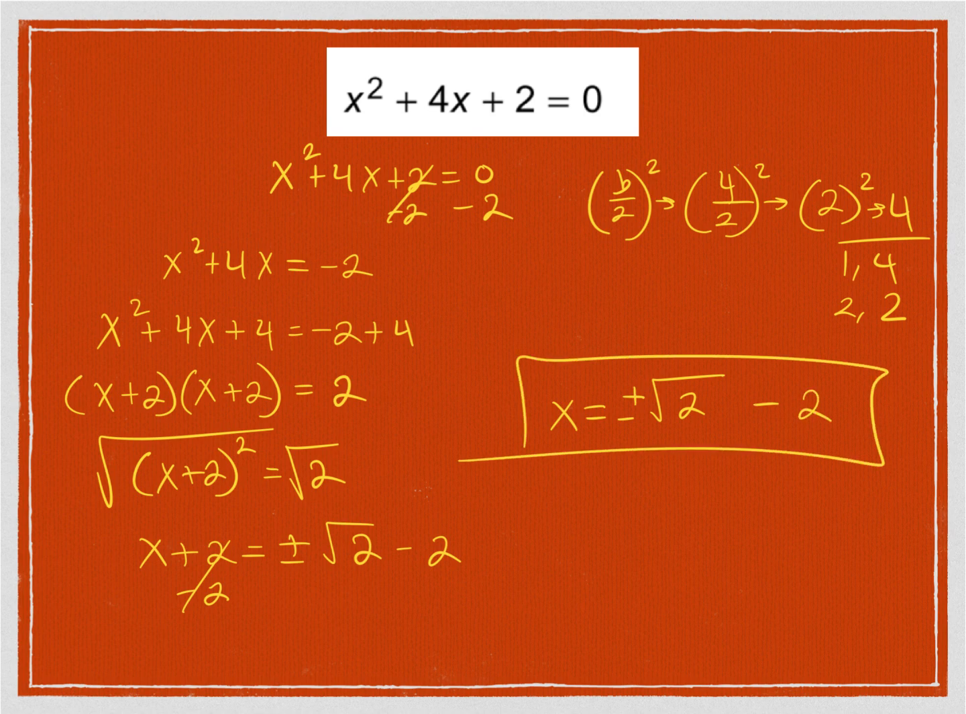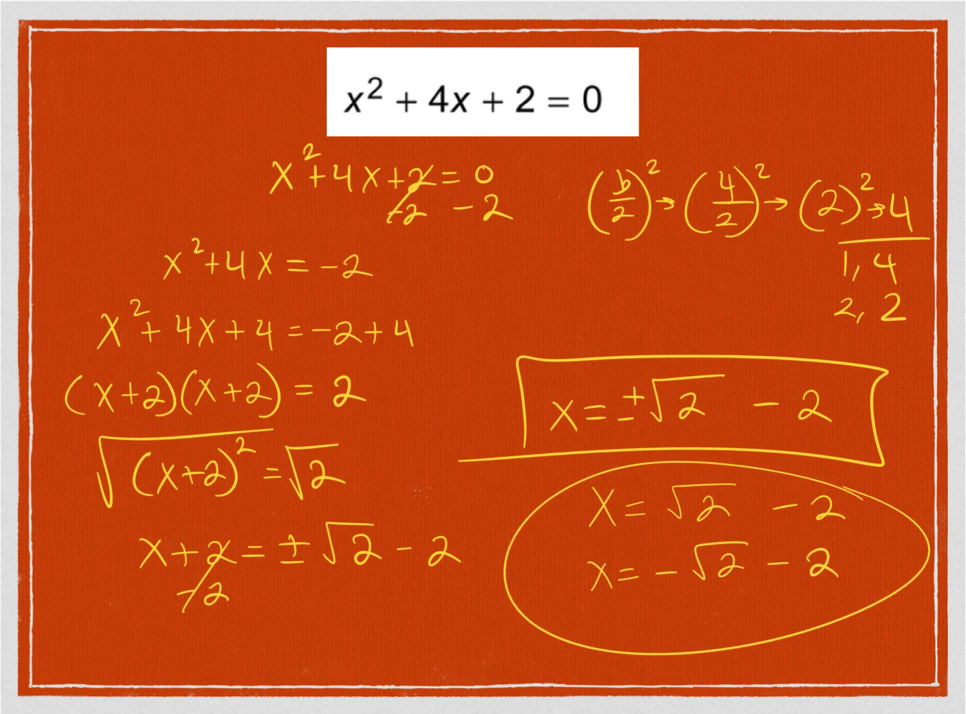Now, the reason I don't separate it into two answers is because I can't really separate root 2. It will be a very long irrational decimal. You can write it like this if you prefer to have it separate. But you do need to have both answers, the positive root 2 and the negative root 2. You can also write it as 1 as long as you put the plus or minus right in front of the root.